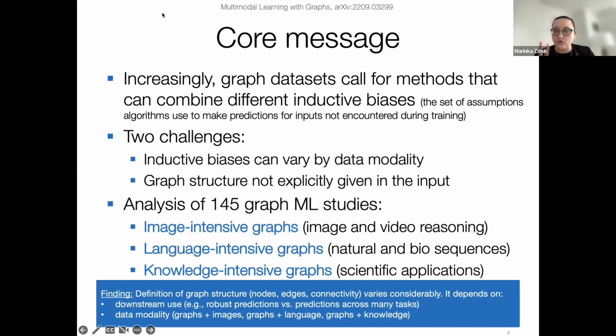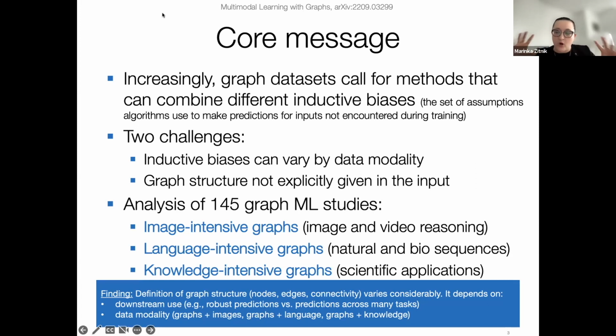And so what we find in many of those areas is that there are two key challenges that I'd like to bring to your attention. One is that increasingly we see graph datasets call for methods that can combine different kinds of inductive biases. And those biases can vary by the data modality or type of data that the graph model will be trained on, and it's often not explicitly given in the input.